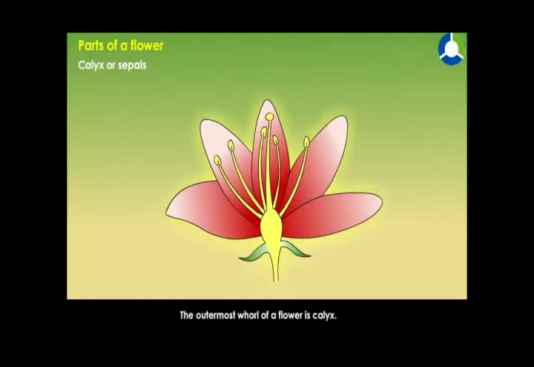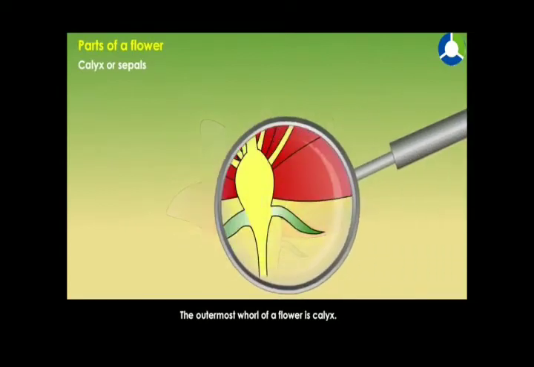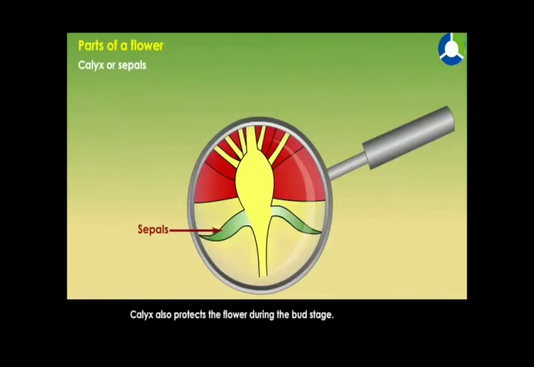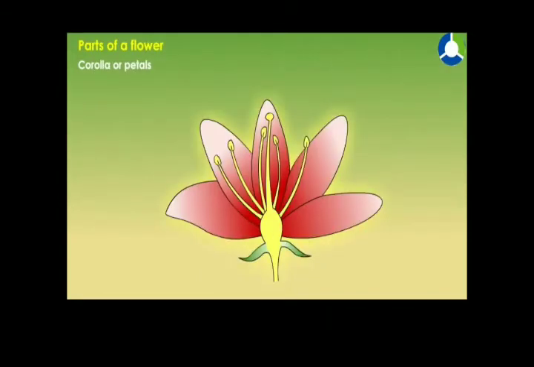Calyx or sepals. The outermost whorl of the flower is calyx. It consists of leaf-like structures called sepals. Sepals are usually green in color. Calyx also protects the flower during the bud stage.